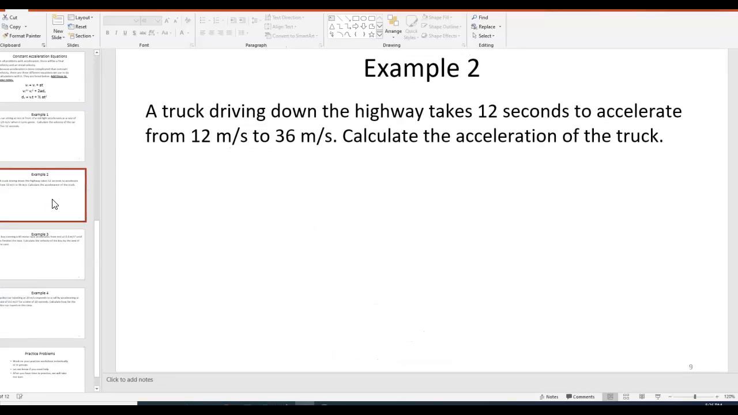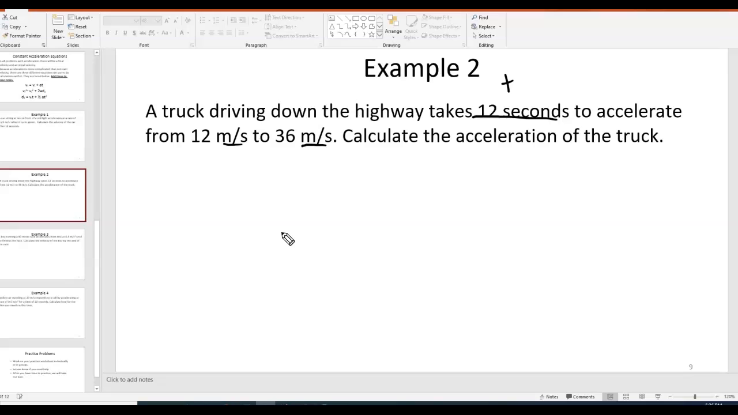Okay, let's take a look at another example. A truck driving down the highway takes 12 seconds to accelerate from 12 meters per second to 36 meters per second. So I'm always looking at numbers and I'm always looking at units. 12 seconds is a time, I know based off the units. And it says to accelerate from 12 meters per second to 36 meters per second. Now meters per second is velocity, and so these are both velocities.